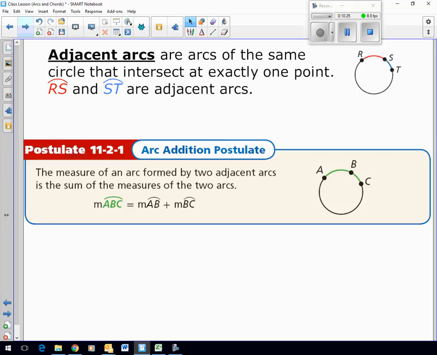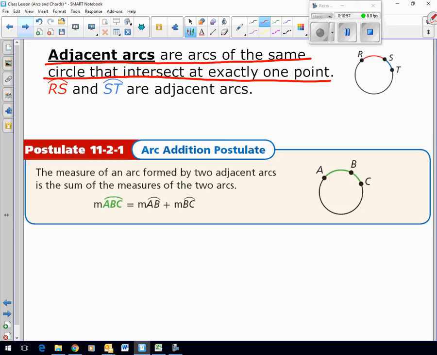Adjacent arcs are arcs of the same circle that intersect at exactly one point. RS and ST are adjacent arcs. Okay? Now, the only reason why that's important is because it sets up our arc addition postulate. So, if I have two arcs that are right next to each other, I'm going to slow down and make sure we get this. Does everybody see that arc RS and arc ST are right next to each other?